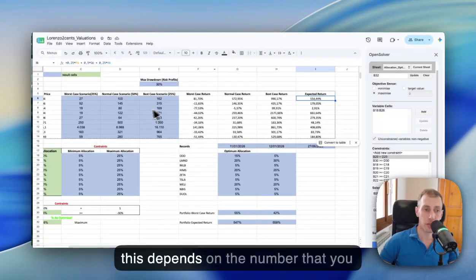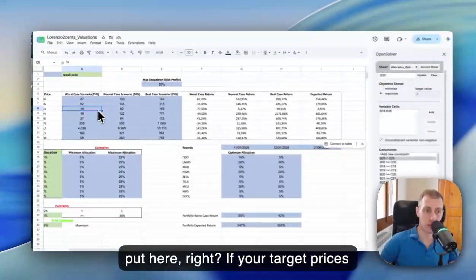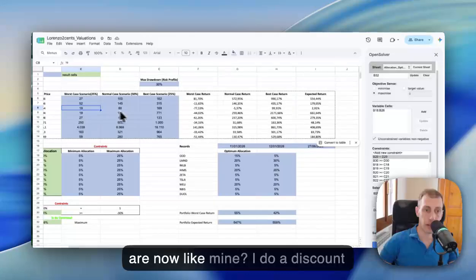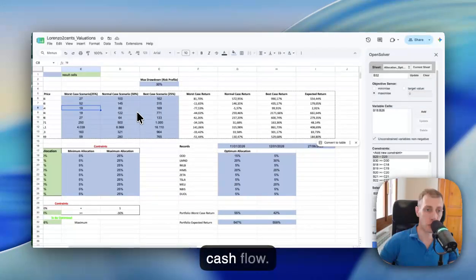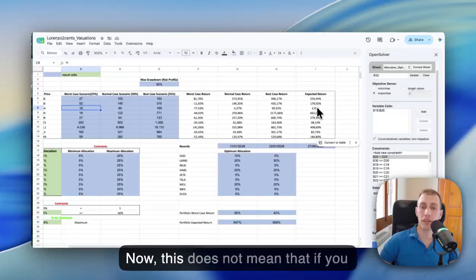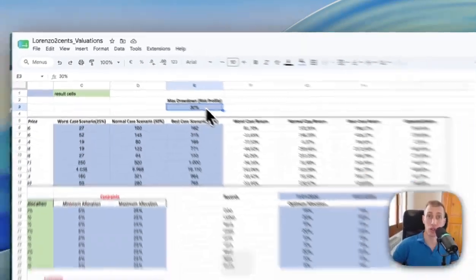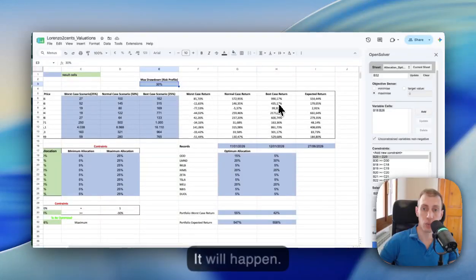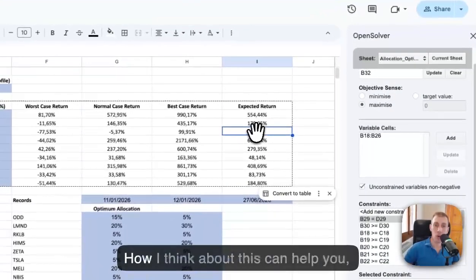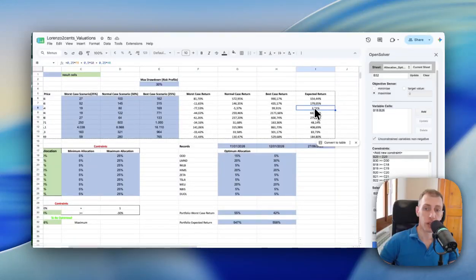Well, guys, this depends on the number that you put here, right? If your target prices are now, like mine, I do a discounted cash flow. So this is the actualization of the value of the company. Now, this does not mean that if you put 0% here, your portfolio will never go in a drawdown under the water. It will happen. How I think about this can help you, but of course, it's still indicative.